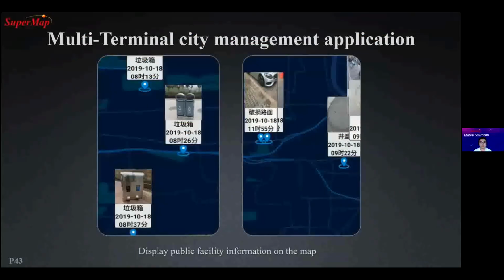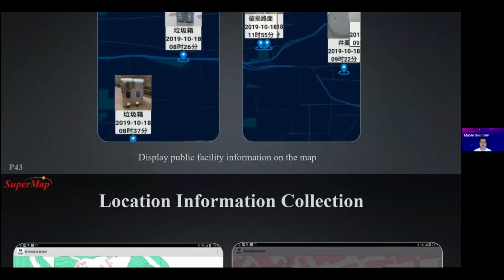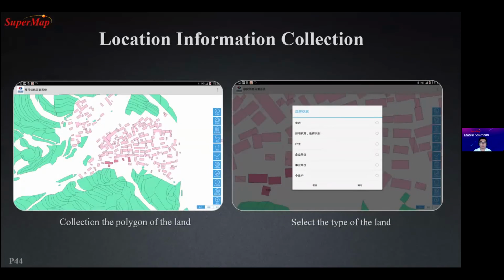And also in urban management, you can see when some public facility needs to be repaired, we can capture a photo and then upload the photo with the real location. So the manager will send someone to repair. And also for some cadastral projects, you can see here we collect some polygons of the land, and here we select the type of the land. Then we upload the data together.